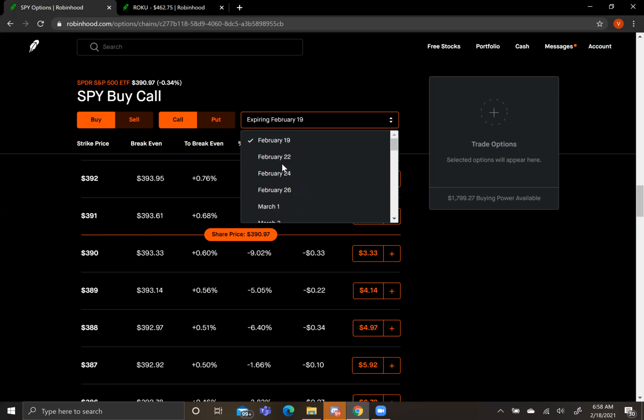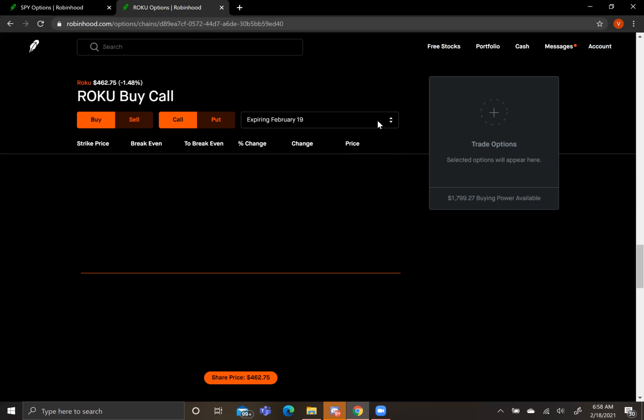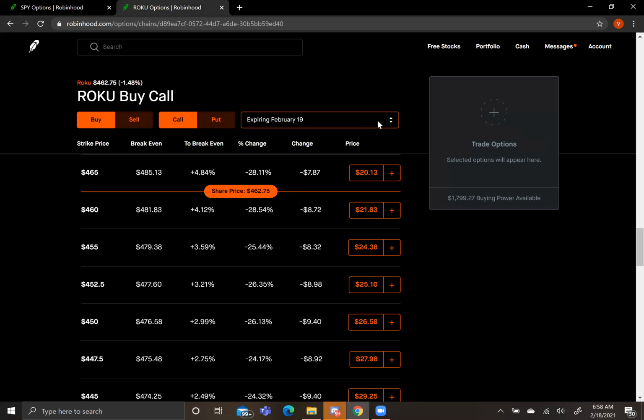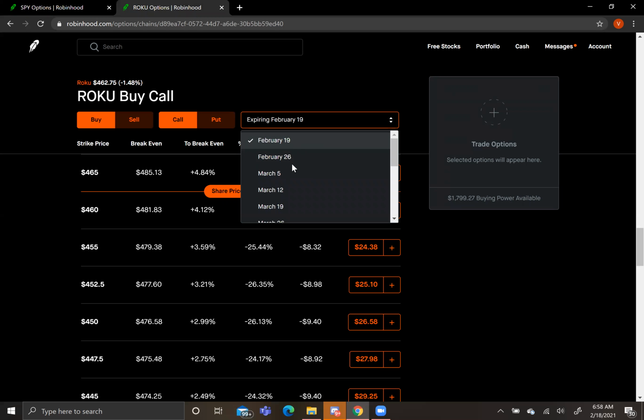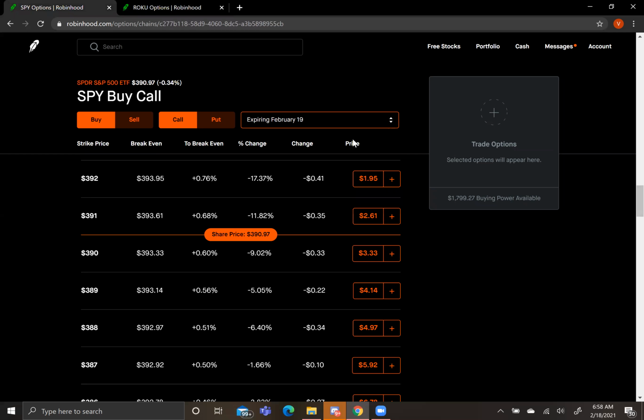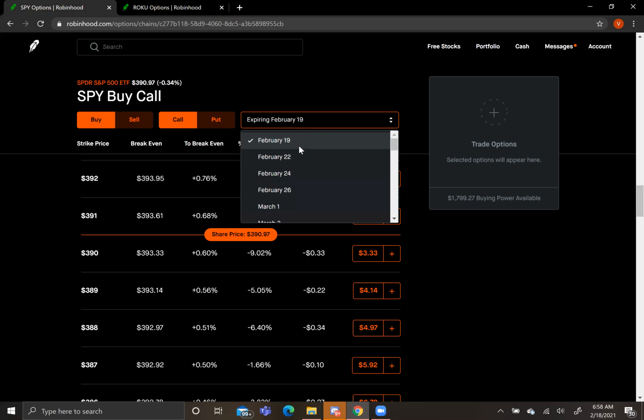Any other stock, like let's take for example Roku, they only have 1 expiration date per week, and that's usually on a Friday. So it's every 7 days. So the next one for this week is the 19th. The next one after that is the 26th. But for SPY, next one is the 19th, which is Friday. The one after that is on the 22nd, which is on Monday, and then the 24th is Wednesday, and then the 26th is Friday. So once again, SPY is the only stock that trades 3 times a week.